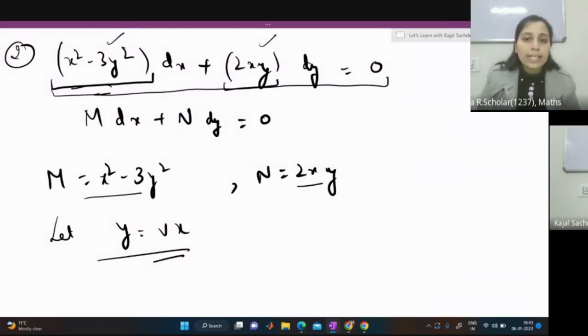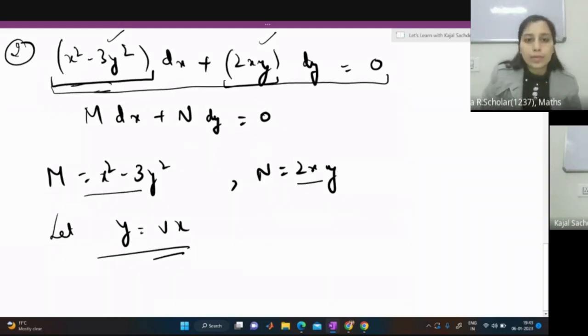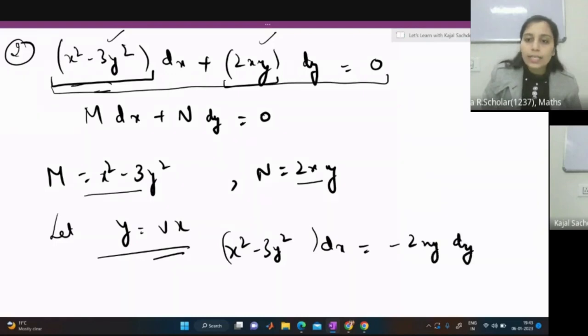So firstly, write this equation in the form dy by dx is equal to f(x,y). For this, we can write it as (x square minus 3y square) into dx is equal to minus 2xy dy.